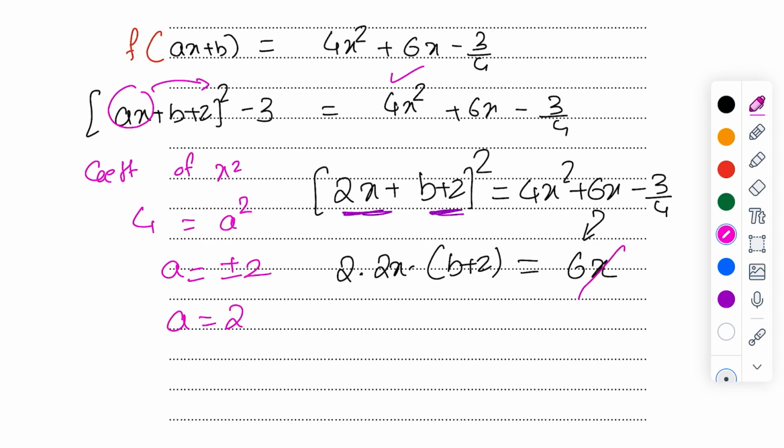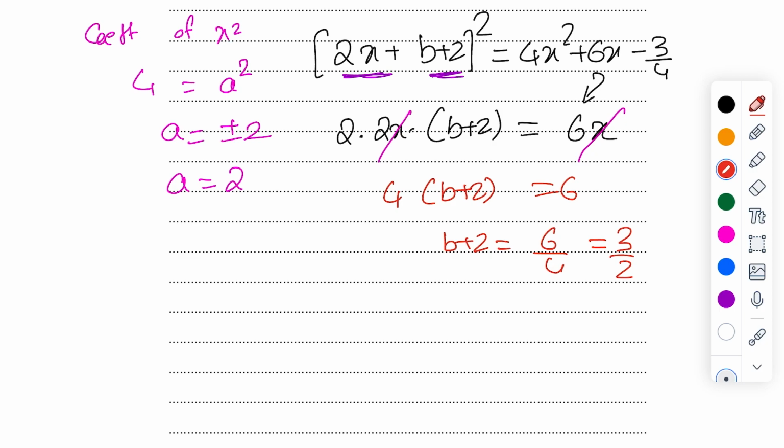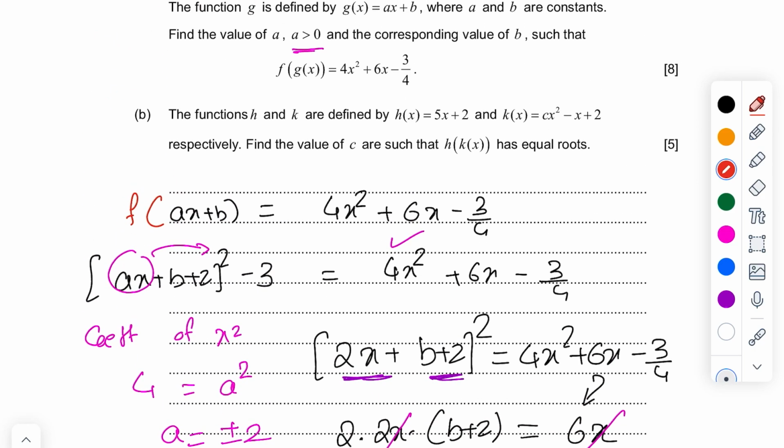So the x terms get cancelled. What will I be getting? 4 times b plus 2 equals 6. So b plus 2 equals 6 upon 4, which is 3 upon 2. So b equals 3 upon 2 minus 2. So b equals negative 1 upon 2. That's going to be the answer for a and b.